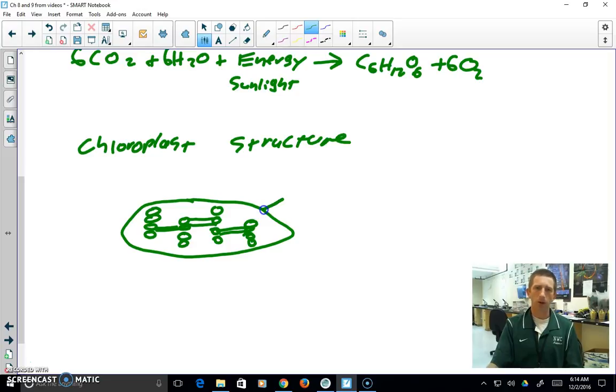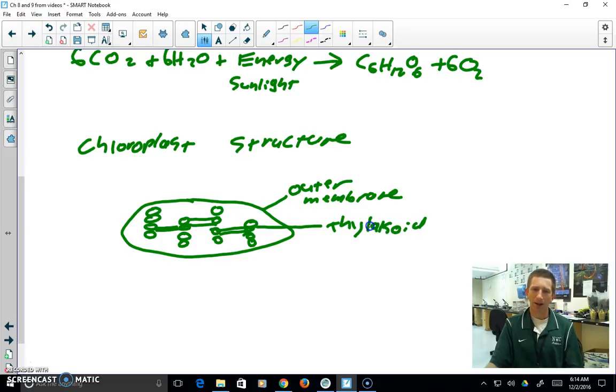So this we're going to call the outer membrane. Right here, each little circle is called a thylakoid, and it's made up of what we call a thylakoid membrane.